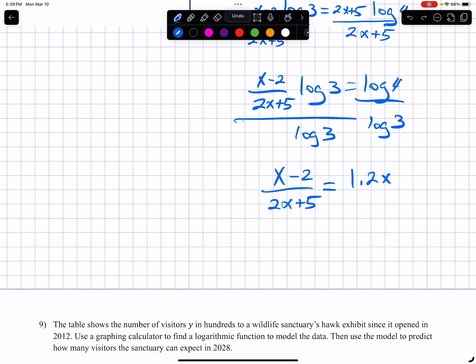1.262. That is an X, not a 6. Do you have dyslexia? I do. Yeah. I do too.